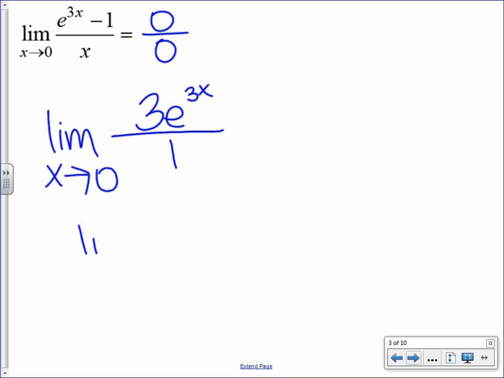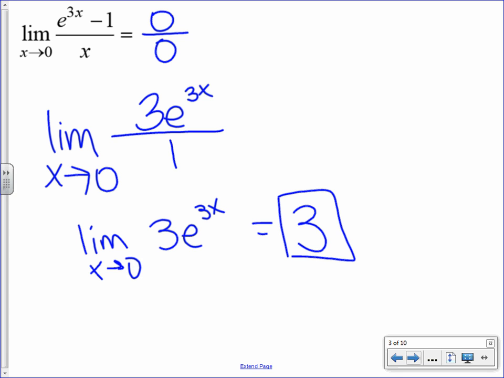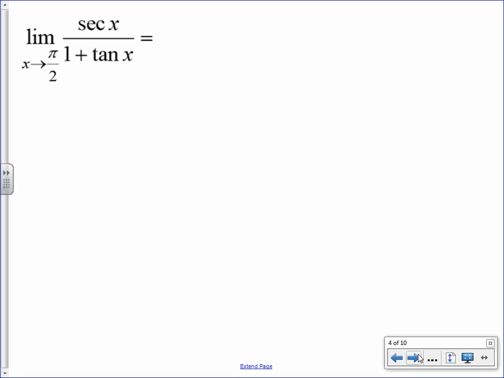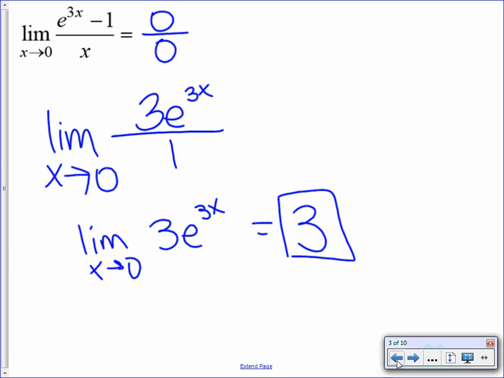Okay, so now we have the limit as x approaches 0 of 3 e to the 3x. Now when we plug in 0, what do we get? 3. Done. What does this 3 actually mean? As we approach 0, our y value approaches 3.